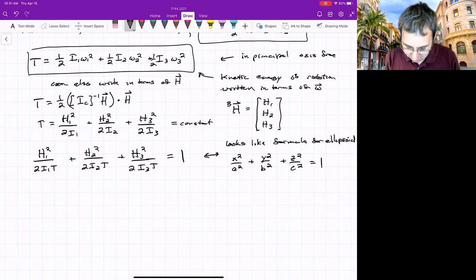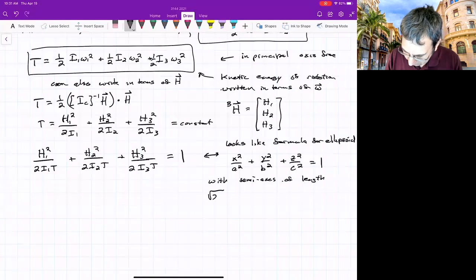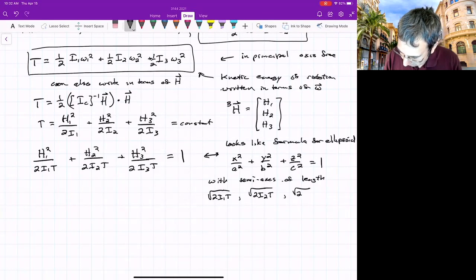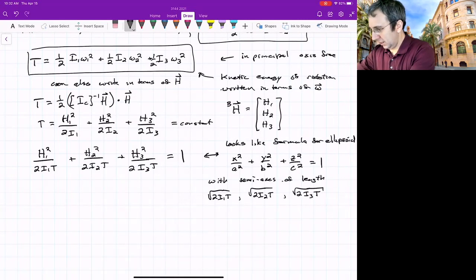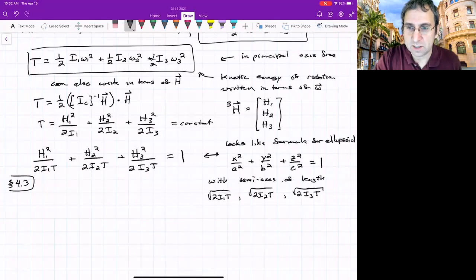And just comparing with what we have over there, we've got an ellipsoid with semi-axes of length square root 2I1t, square root 2I2t, square root 2I3t. If you wanted to follow on later in the book, because it also has this discussion and does it pretty well, I'm in section 4.3. So what does this mean?